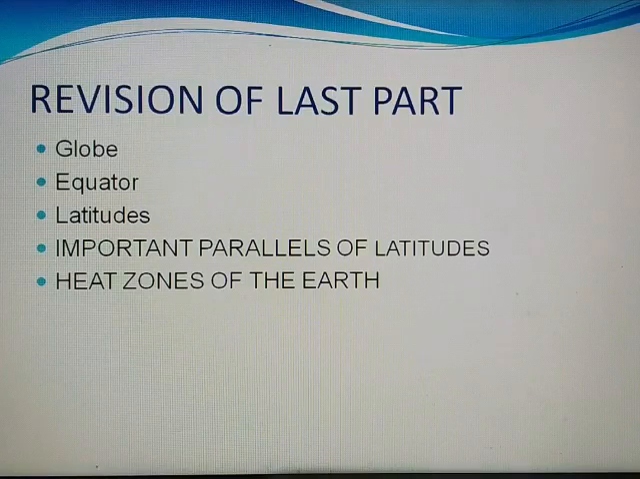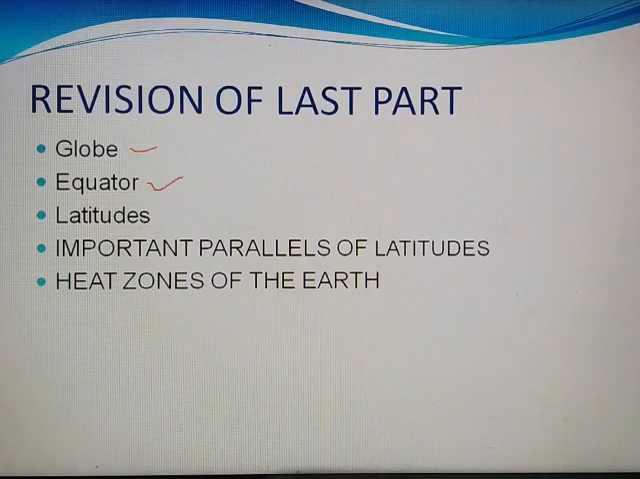Before going further into this second part, let's do the revision of the last part. In the last part we learned about the globe. What is a globe? It's almost a model of the earth. Then we learned what the equator is. It is an imaginary line drawn in the middle of the earth, and it divides the earth into two equal halves: a northern hemisphere and a southern hemisphere.